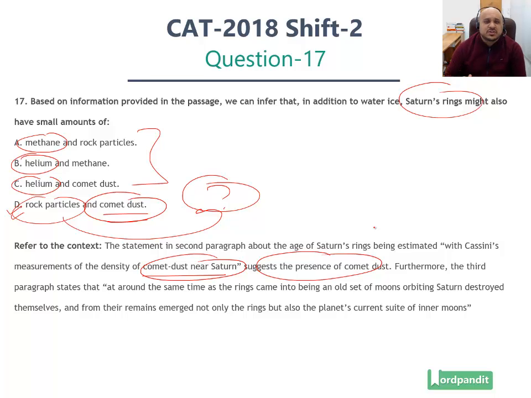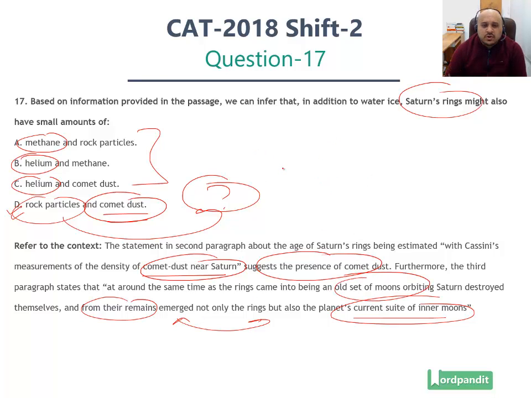Again, there is no direct mention of rock particles in the passage. We derive this from the line, at around the same time as the rings came into being, an old set of moons orbiting Saturn destroyed themselves, and from their remains emerged not only the rings but also the planet's current suit of inner moons. So it's from their remains the rings have emerged. Remains of what? Remains of an old set of moons. What would these old set of moons be composed of? Rock particles, right? And that is the indirect derivation.